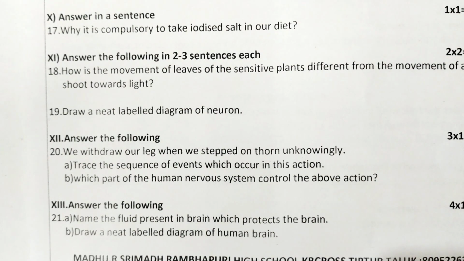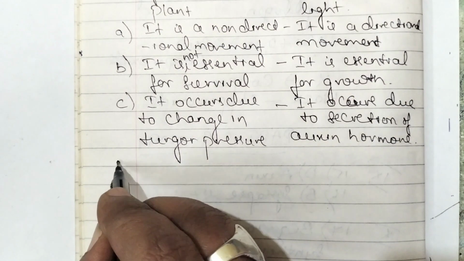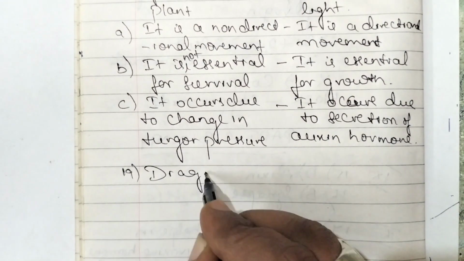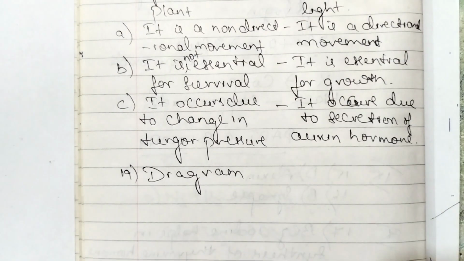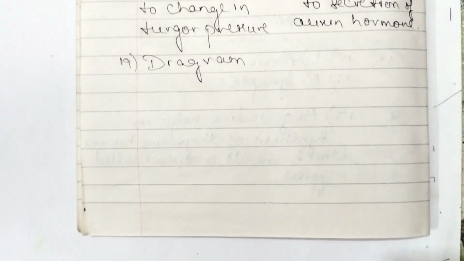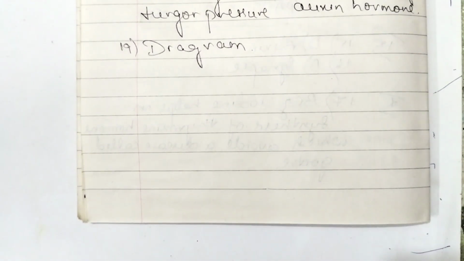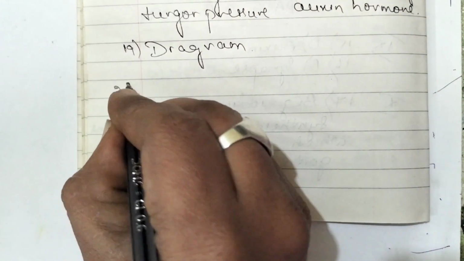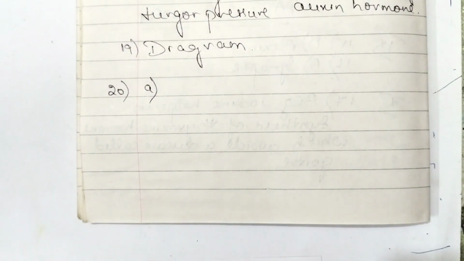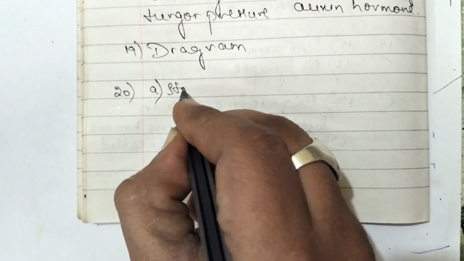So let us answer the 20th question. The 19th is a diagram question, where we have to draw a neat diagram of neuron. So now let us trace the sequence. That is 20th question A. Let us answer question A. So let us trace it.